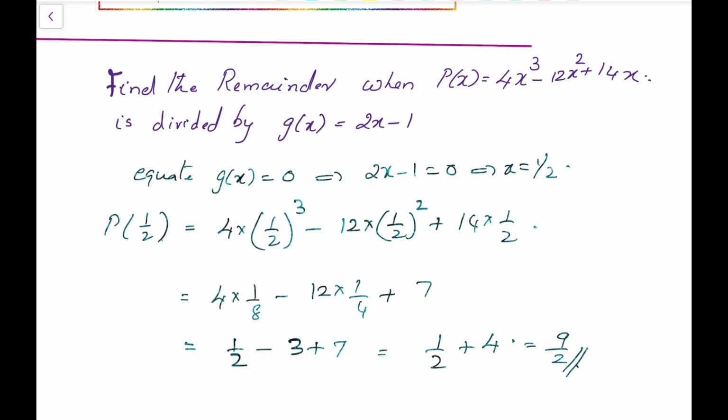Hope it's clear. To find the remainder, you have to equate g of x equal to 0, so 2x minus 1 equal to 0. So you will get x is equal to half. That value is the a value when it is divided by x minus a. So p of a is the remainder. So x is equal to half, you will put p of half and find the value. That will be the remainder. Hope it's clear.